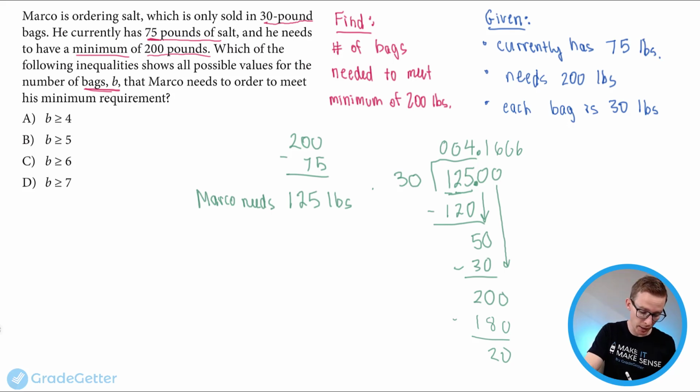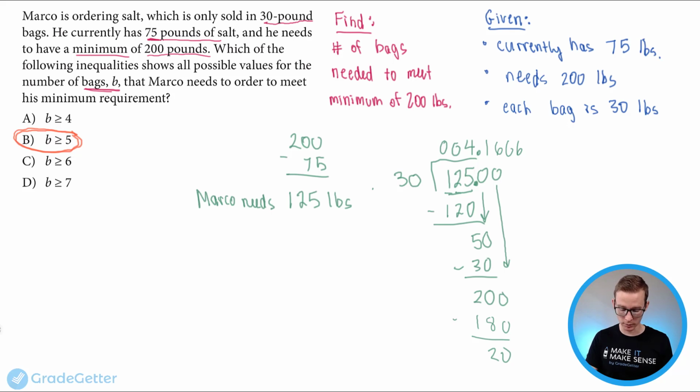So he's got to buy at least 5 bags of salt to get his minimum requirement of salt. So our actual correct answer is going to be B, because you can't buy 4.16 bags of salt. You've got to go up to the next bag, the next whole bag, which would be 5.